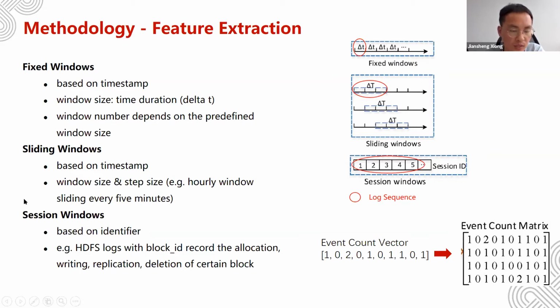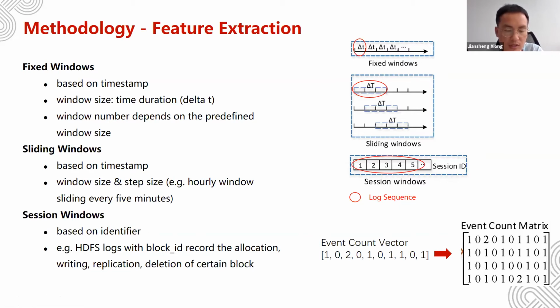The last one is session windows. And compared with the above 2 windowing types, session windows are based on identifiers instead of the timestamp. Identifiers are utilized to mark different execution paths in some log data. For instance, HDFS logs with block ID record the allocation, writing, replication, deletion of a certain block. Thus, we can group logs according to the identifiers, where each session window has a unique identifier.